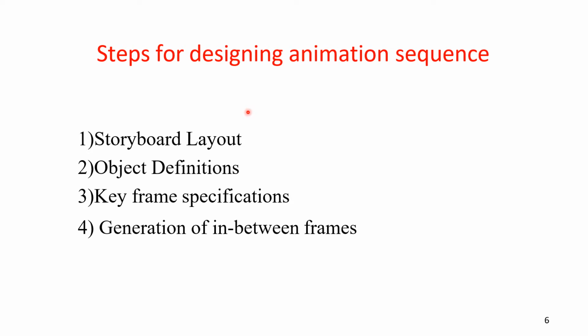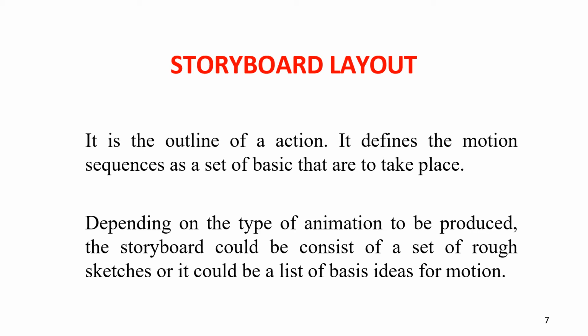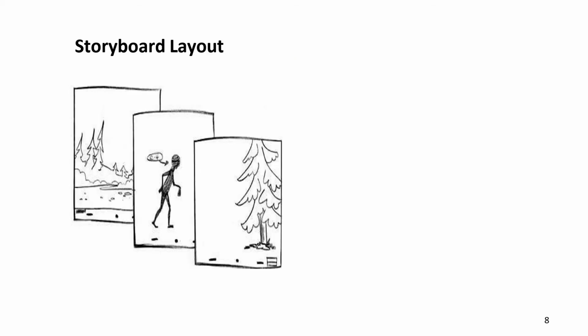So we have steps for designing animation sequence. First is storyboard layout, second is object definitions, then comes keyframe specifications, and generation of in-between frames. Firstly, the story of animation is written and a storyboard is created. So firstly, the layout of the storyboard is made. It defines the motion sequence as a set of basic events that are to take place. So this is storyboard layout.